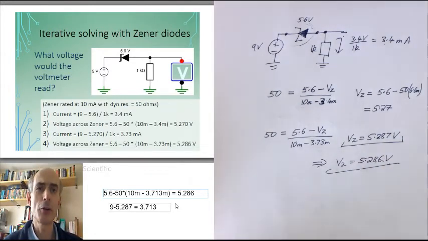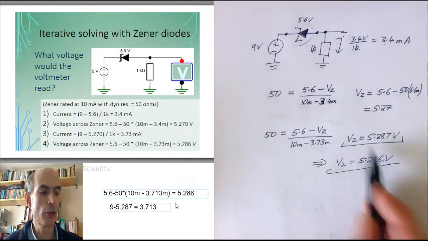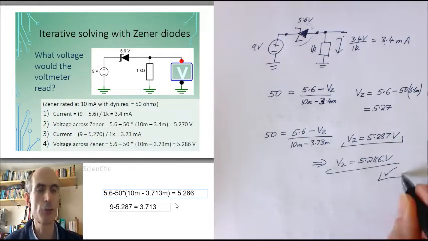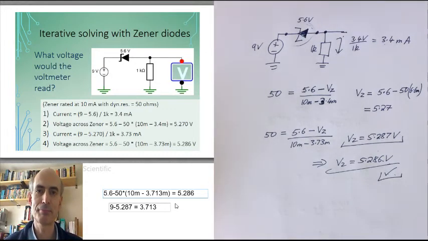It hasn't changed very much, and if I only wanted the result to about 3 significant figures, that's good enough. I can stop my iteration. That's one technique for doing it. However, there is an easier way, one that doesn't require iteration at all.